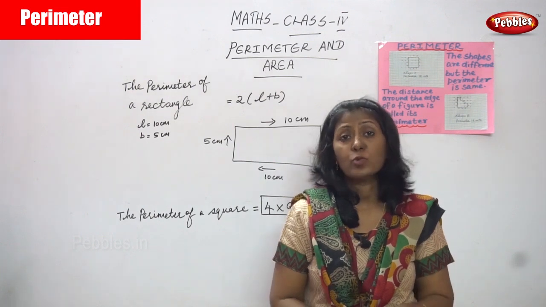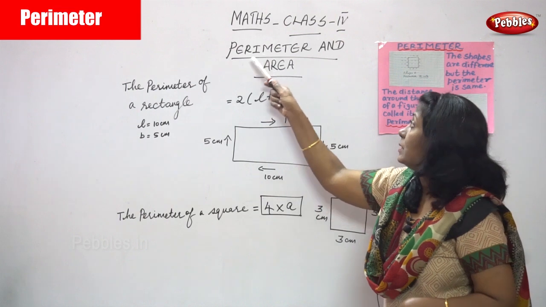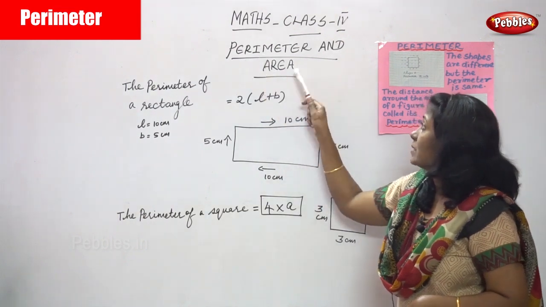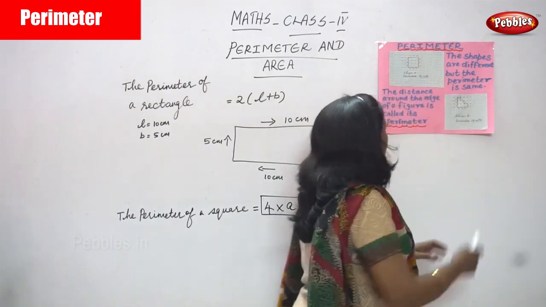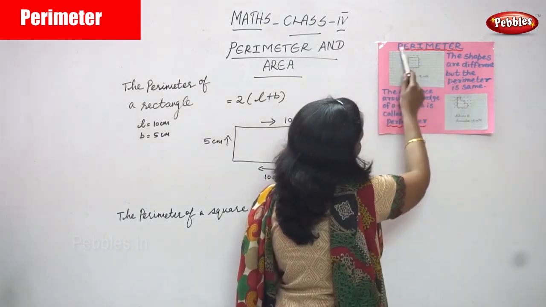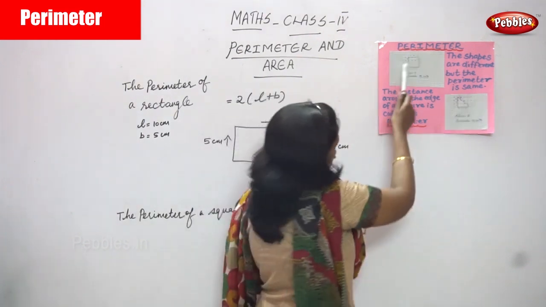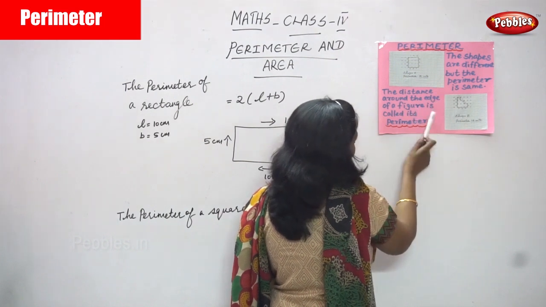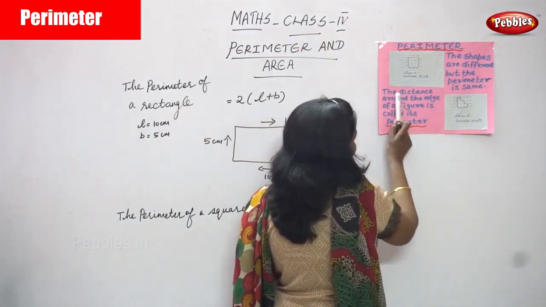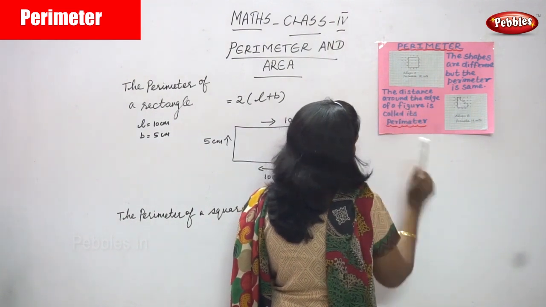Now we are going to see a new chapter, perimeter and area. So this is the topic name, perimeter and area, but now we are going to see perimeter only. Look at this, perimeter. First, what is the definition? What is perimeter? You must know that. The definition of perimeter: the distance around the edge of a figure is called the perimeter.